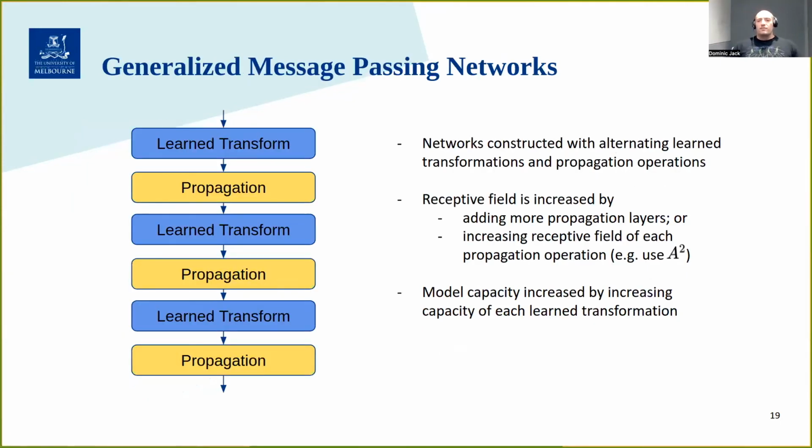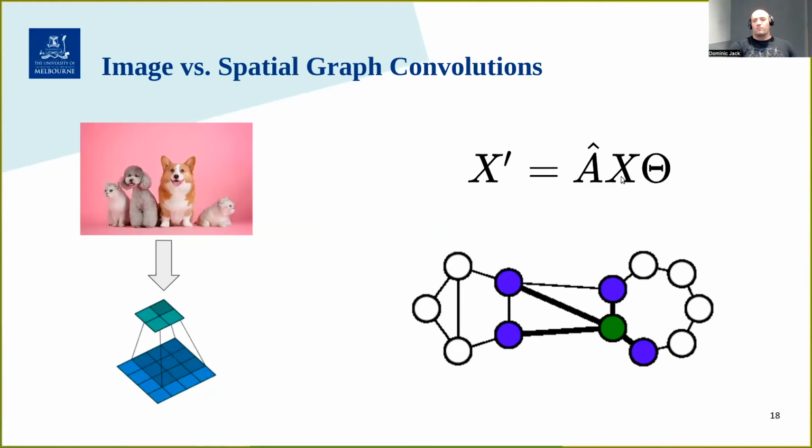So to generalize, we have these message passing networks, which are made up just of alternating learned transformations and propagations. Now, the propagations in the previous example were just A times X. There are some variations on that. Sometimes we do max pooling over neighborhoods rather than weighted sum pooling. But we have some way of propagating information between nodes, and then we have learned transformations. So this AX theta is an example of one of each: the learned transformation and the propagation.